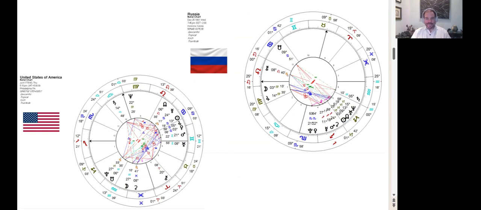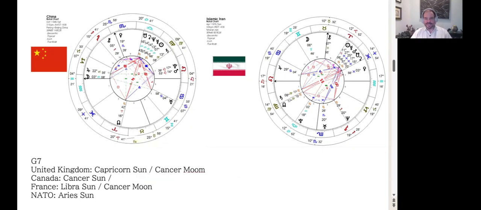But we'll explore it. There's more to that. Now, if we look beyond that, other superpowers, China. China is a Libra state, Libra country.